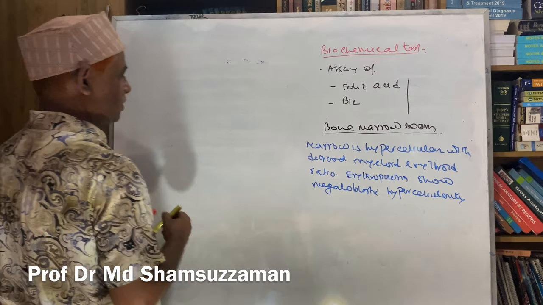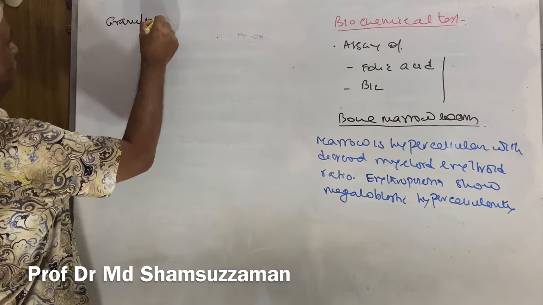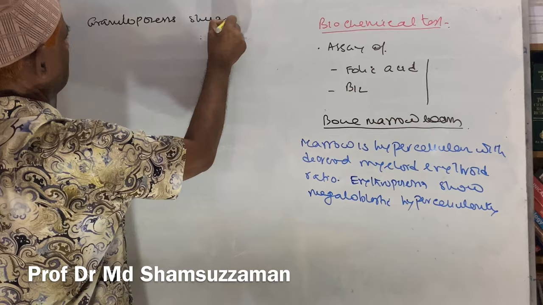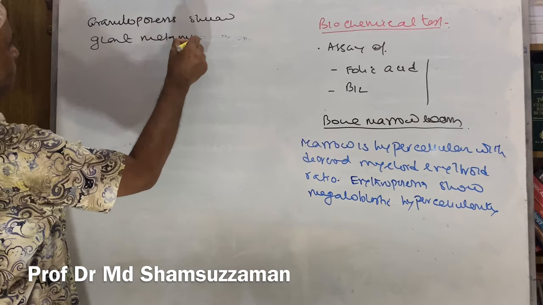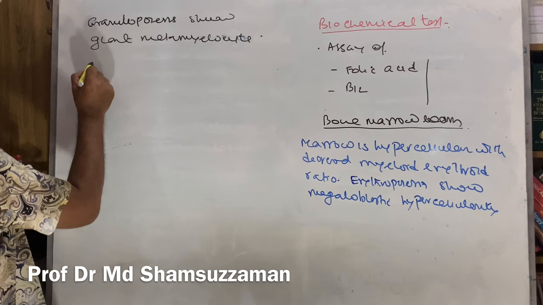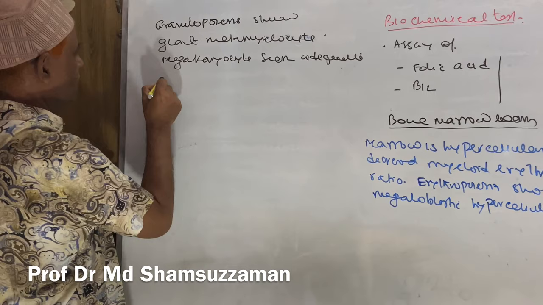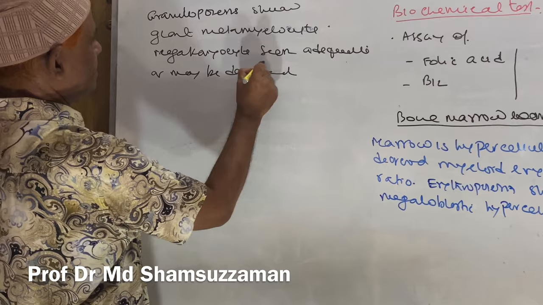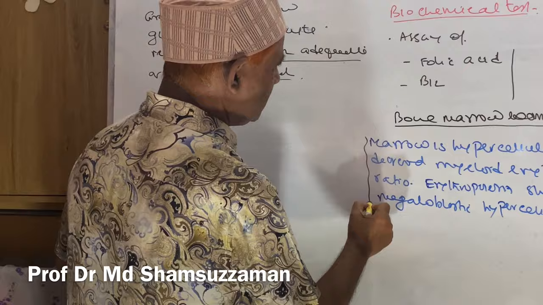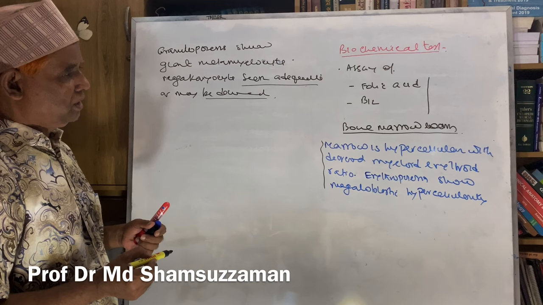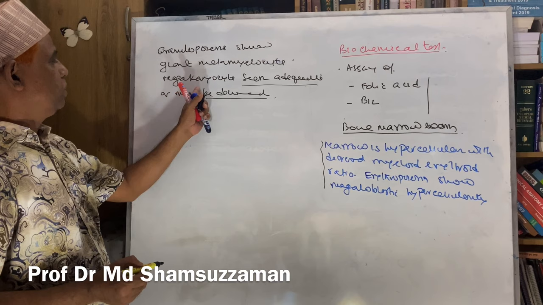Then granulopoiesis show giant metamyelocyte and megakaryocyte seen adequate in number or maybe decreased in number. So this is the bone marrow findings. Marrow is hypercellular with decreased myeloid erythroid ratio. Erythropoiesis show megaloblastic hypercellularity. Granulopoiesis show giant metamyelocyte. Megakaryocytes seen adequate in number or maybe decreased.